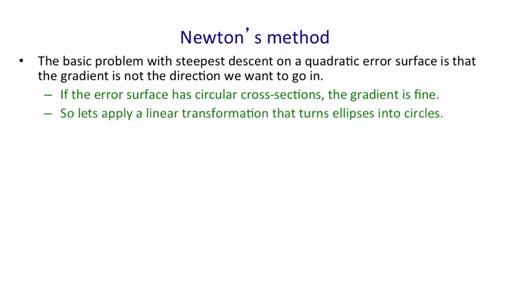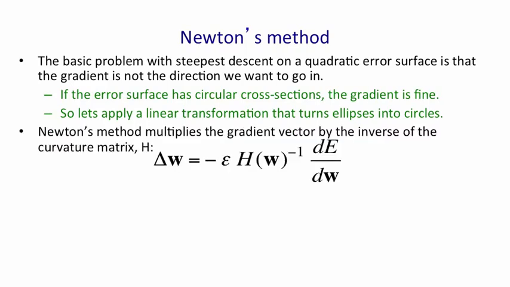So the idea of Newton's method is to apply a linear transformation that turns ellipses into circles. If we apply that transformation to the gradient vector, it will be as if we were going downhill in a circular error surface. To do this, we need to multiply the gradient dE by dW by the inverse of the curvature matrix. So H is the curvature matrix, sometimes called the Hessian. It's a function of the weights we have, and we need to take its inverse and multiply the gradient by that. Then we need to go some distance in that direction. If it's a truly quadratic surface, and we choose epsilon correctly, which is quite easy to do, we'll arrive at the minimum of the surface in a single step.